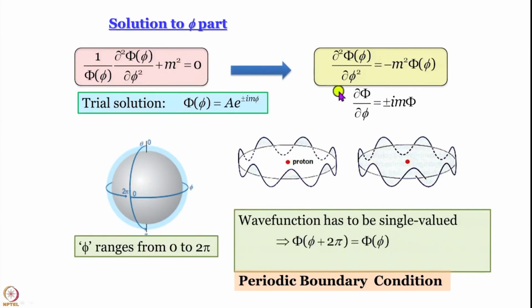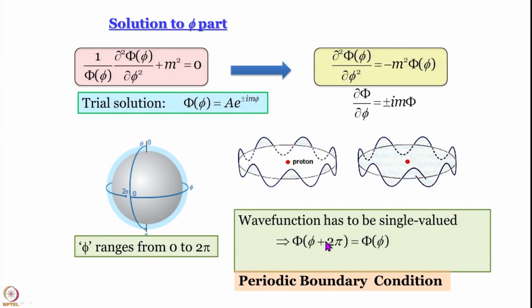So, solution to the phi part is known to us. We know that the solution is A multiplied by e to the power plus minus i m phi. Once again here we use small m, and A is worked out in one of the tutorial problems, assignment problems, that turns out to be 1 by root over 2 pi. So, and then once again we use the periodic boundary condition. The wave function has to be single valued. So, you start from a particular value of phi, go around a full circle, come back to the same point, the wave function must have the same value once again, which means capital Phi of phi is equal to capital Phi of phi plus 2 pi.